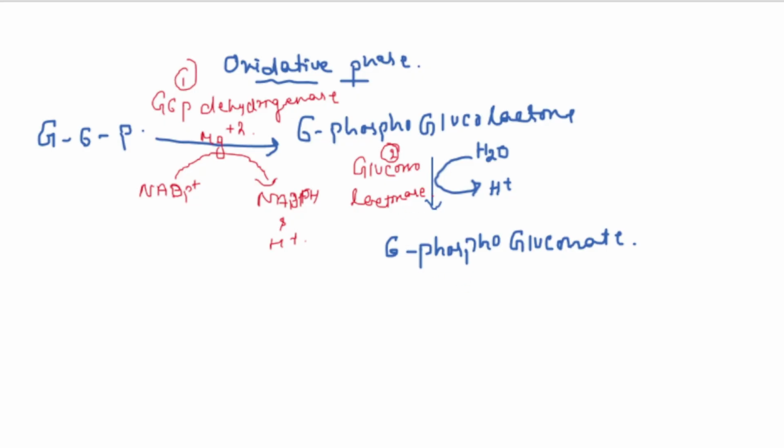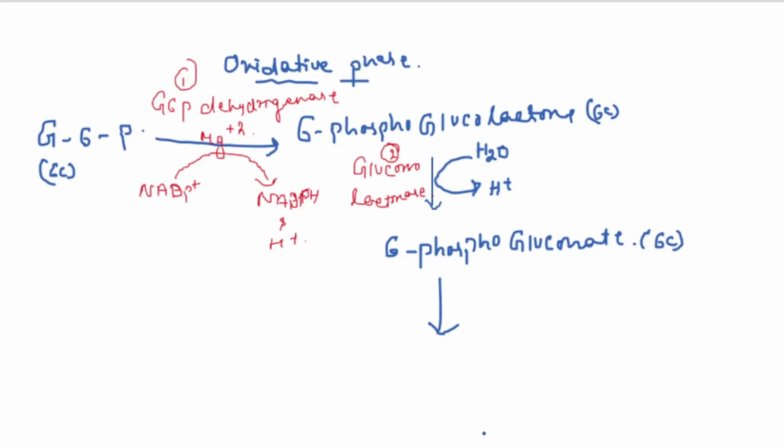Now we will discuss the third step. What happens in the third step? In the third step, this 6-phosphogluconate is converted into a 5-carbon compound. Before this, everything was a 6-carbon compound. The 6-phosphogluconolactone is also a 6-carbon compound, and 6-phosphogluconate is also a 6-carbon compound.